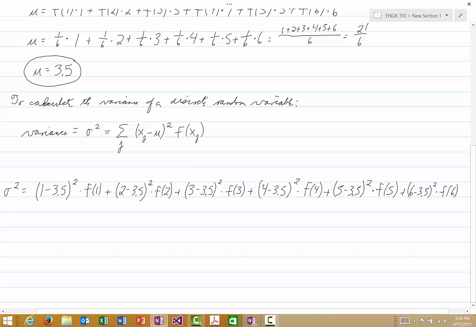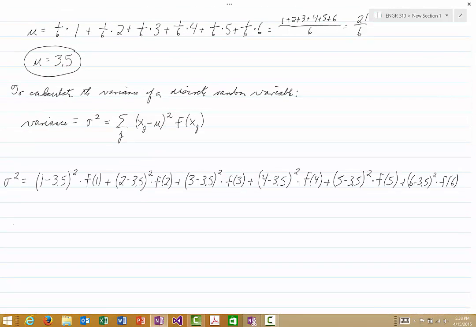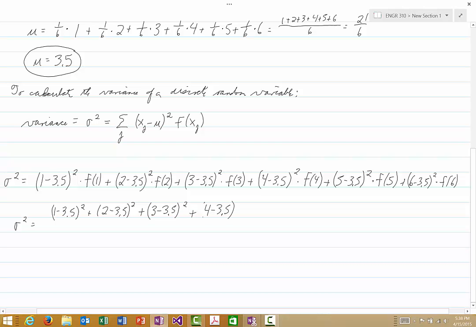And again, since this is a fair die, f of 1, f of 2, f of 3, f of 4, f of 5, and f of 6 are all equal to 1/6, and therefore sigma squared will be 1 minus 3.5 squared plus 2 minus 3.5 squared plus 3 minus 3.5 squared plus 4 minus 3.5 squared plus 5 minus 3.5 squared plus 6 minus 3.5 squared, all divided by 6. And let me calculate this now.